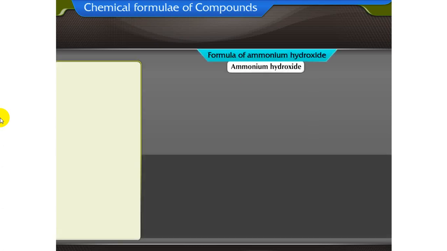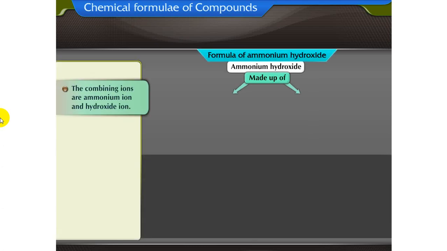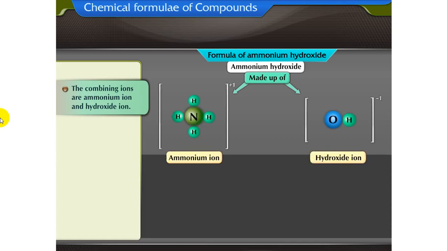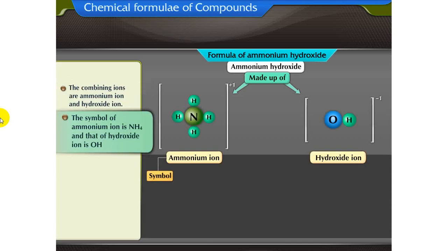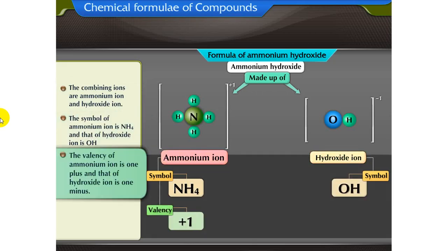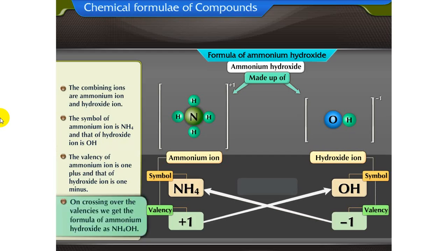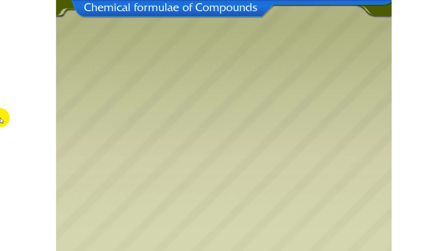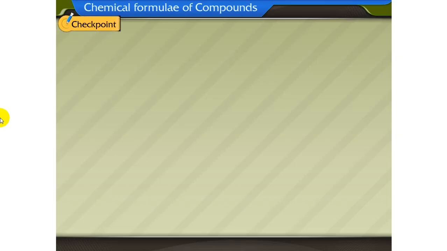Formula of ammonium hydroxide. The combining ions are ammonium ion and hydroxide ion. The symbol of ammonium ion is NH4 and that of hydroxide ion is OH. The valency of ammonium ion is 1 plus and that of hydroxide ion is 1 minus. On crossing over the valencies, we get the formula of ammonium hydroxide as NH4OH. Let's do a quick check.